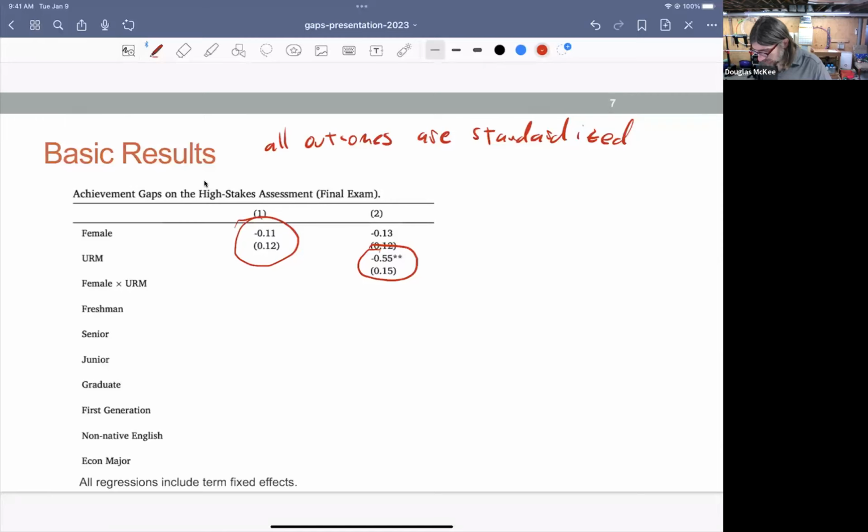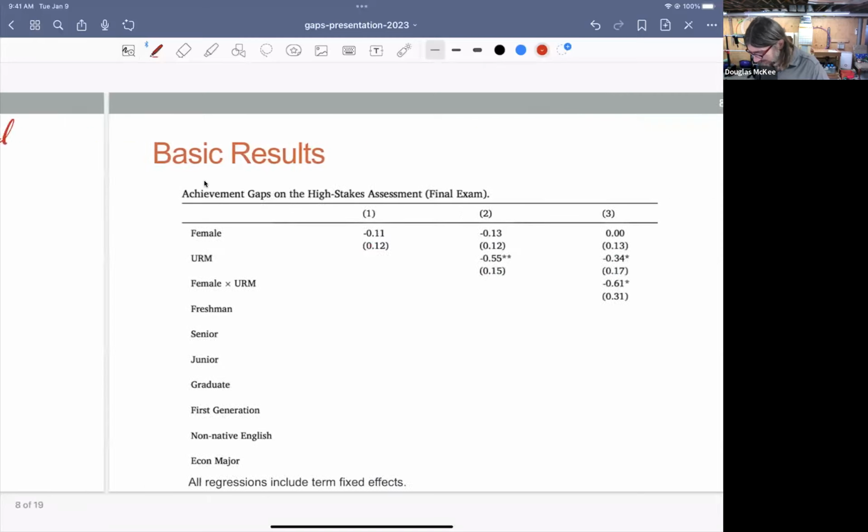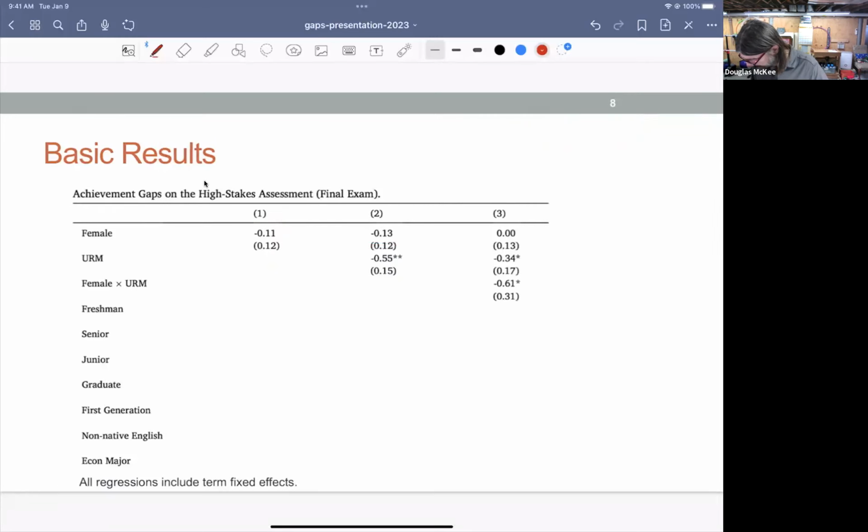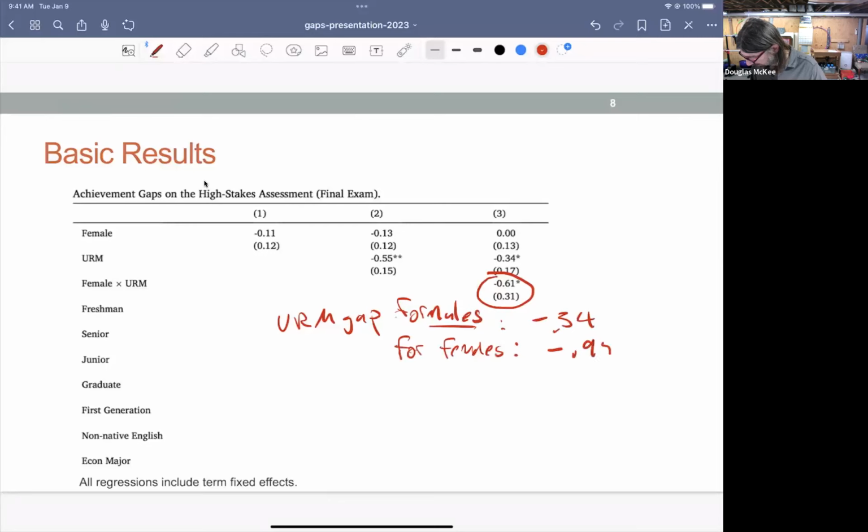All right, so then we want to know, is that gap different for male and female students? And what we see is that it's a pretty big difference. And so what this implies is that the URM gap for males is 0.34, and for females, it's the sum of these two. It's about minus 0.95. So it's about a full standard deviation.